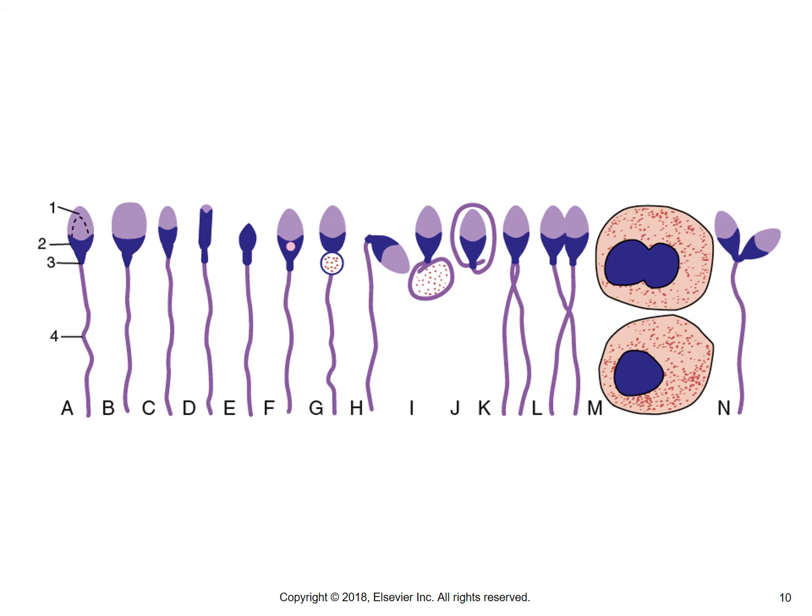Now, M is not a white cell. These are immature or precursor spermatids. And you could have one with double heads. Now, again, as long as they can perform their function, this is not a concern for infertility.